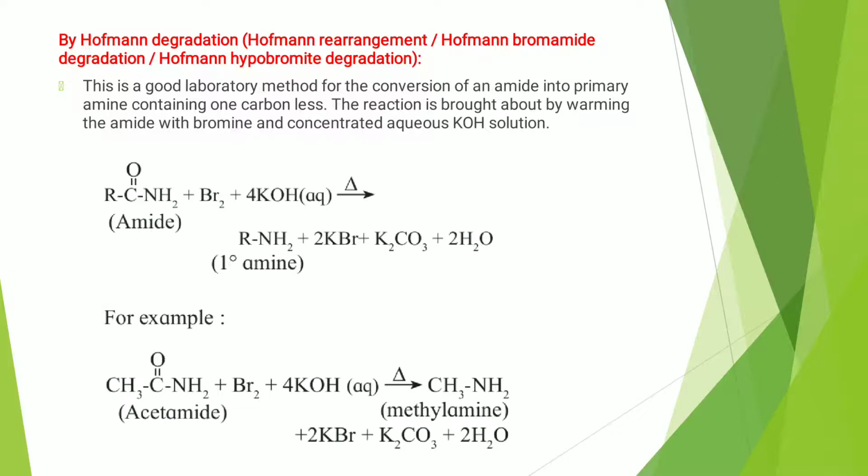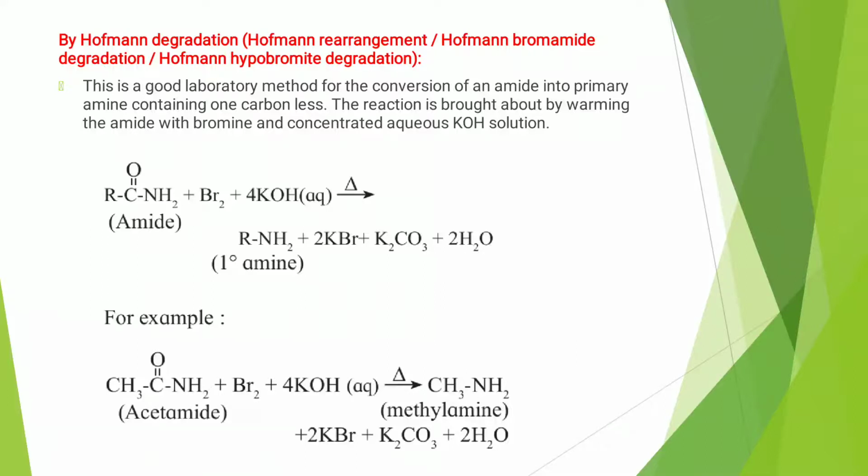Next method, by Hofmann degradation. Hofmann rearrangement or Hofmann bromamide degradation or Hofmann hypobromite degradation. So it is a good laboratory method for the conversion of an amide into primary amine which contains one carbon atom less. So this reaction is brought about by warming amide with bromine and concentrated aqueous KOH.